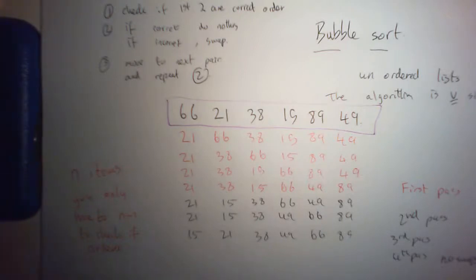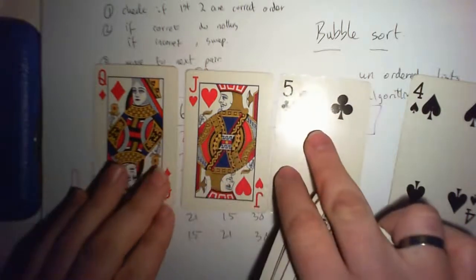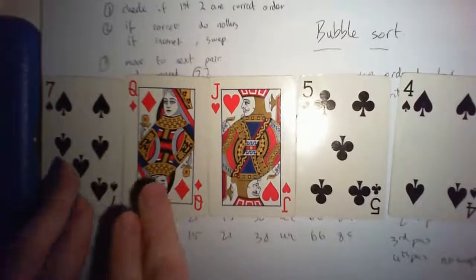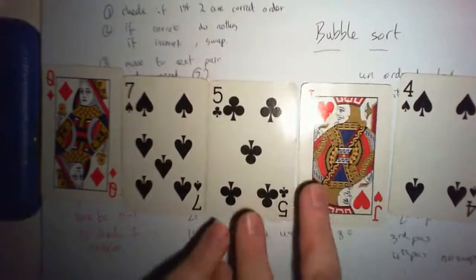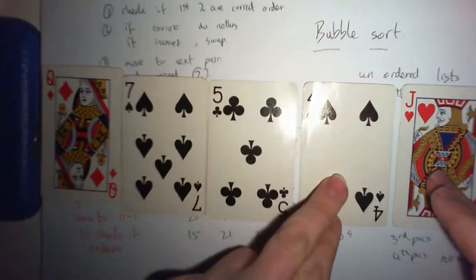Now let's have a look at it with some cards. I don't know if I can get another one in, but I will try. I think I might. I'll get one more in. Okay, so let's sort it from smallest to biggest. First pair, swap. That's in order, do nothing. Next pair, swap. Next pair, swap.